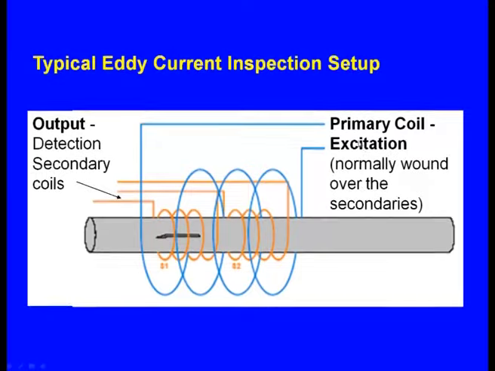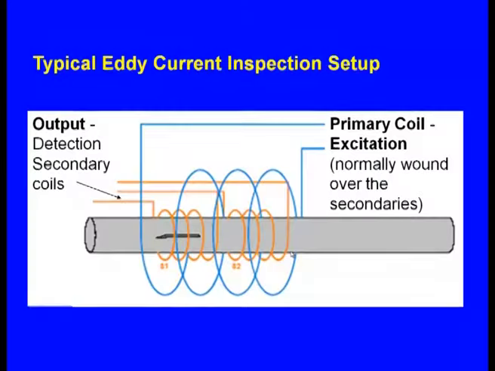Then what will happen when this current passes through the primary coil? Eddy currents are generated. That is the electromagnetic induction. So, because of the electromagnetic induction, eddy currents are generated and these eddy currents will be passing through the secondary coils. So, this is the principle of the eddy current inspection method.